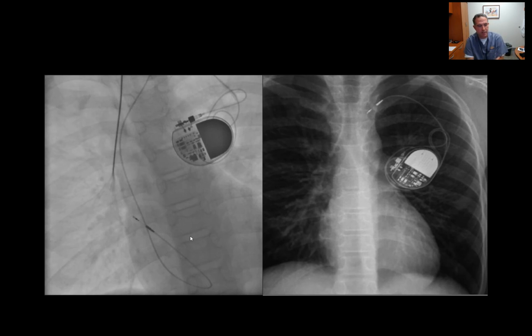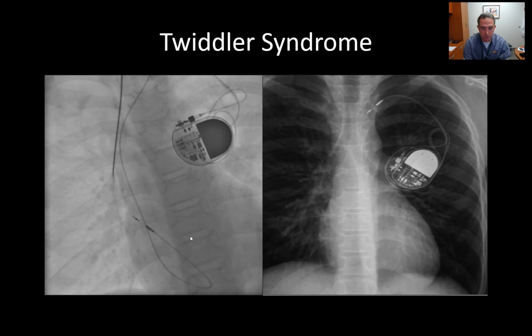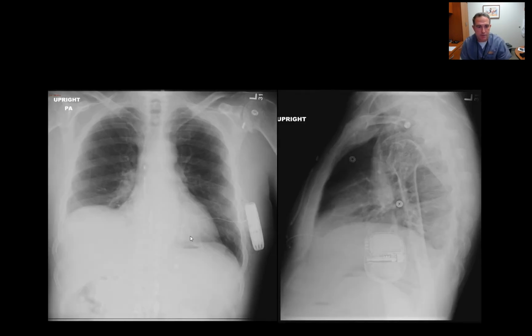This is kind of a fun case, but sometimes you see it in a board situation. After what looks like a single lead pacer was placed, the patient came back and the lead was retracted. What happens is patients will twist the pacer in the pacer pocket and pull the lead back out. It's called Twiddler syndrome.